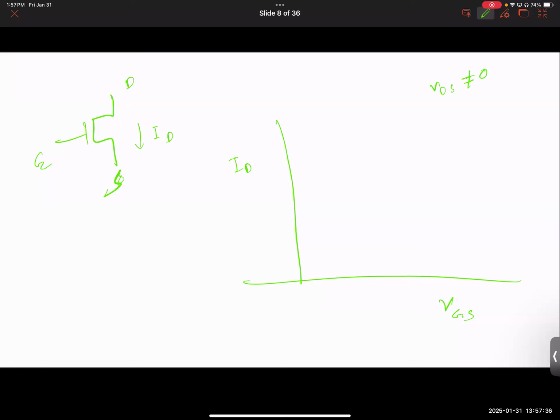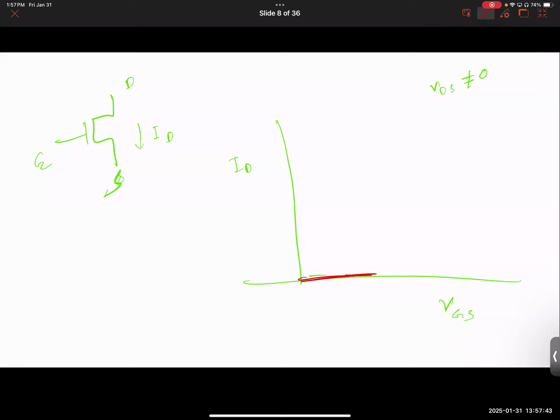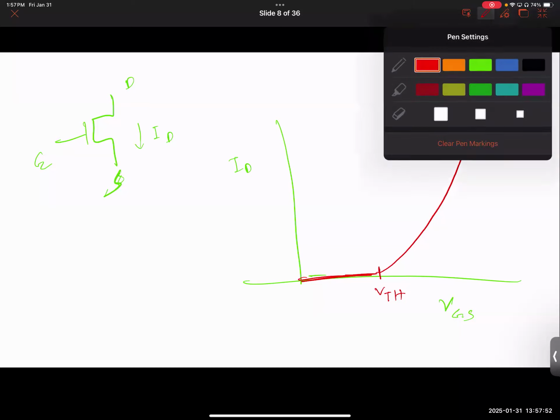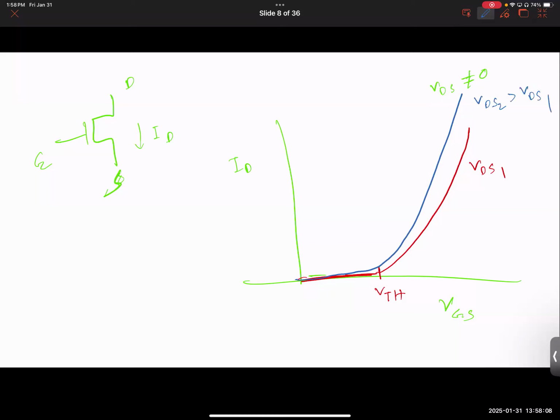So when you have a non-zero VDS, up to a certain VGS, you don't expect to get any current until you cross the threshold voltage. And when you do, then your current starts going up. That's the concept that we spoke about. Okay, so let's consider that this is for VDS1. What if I apply more VDS? So in that case, your current will simply go up. VDS2 greater than VDS1. So simple enough, don't you think?